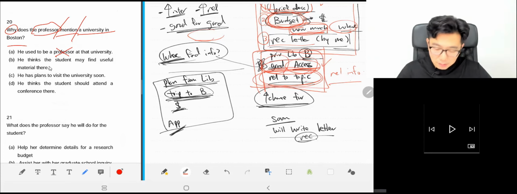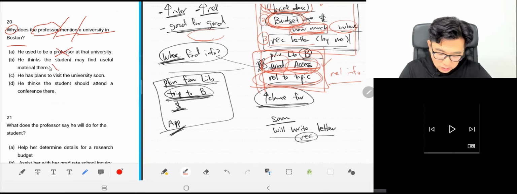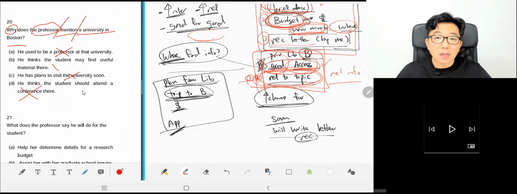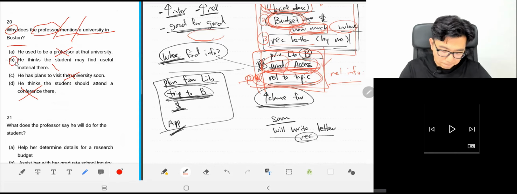So B may be right. But let's check whether C or D is a better, more comprehensive answer, or actually B is the answer. Let's find out. He has plans to visit the university soon. Nope. D, he thinks the student should attend the conference there. So, you know, A, C, D, awful answers, right? All off topic or irrelevant, all completely wrong. So the answer comes from this part of the note taking, right? So the answer is B. So question 20, B.